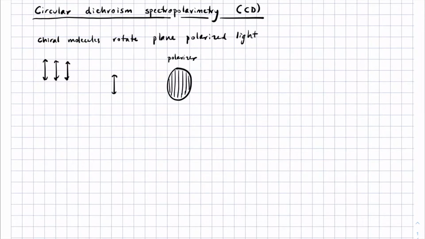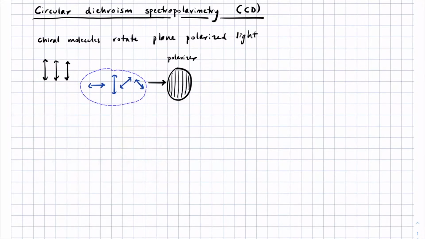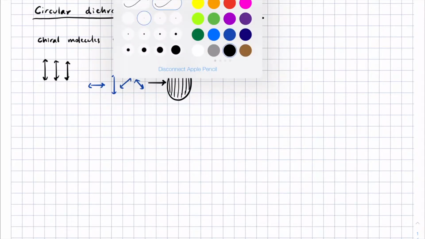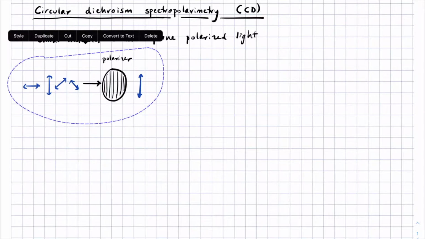So you can have non-polarized light, which is oscillating in all sorts of random directions. And once it passes through the polarizer, only the components of each photon that are oscillating in the plane allowed by the polarizer pass through. Okay? And why is this important? Well, chiral molecules have an interesting effect on plane polarized light.